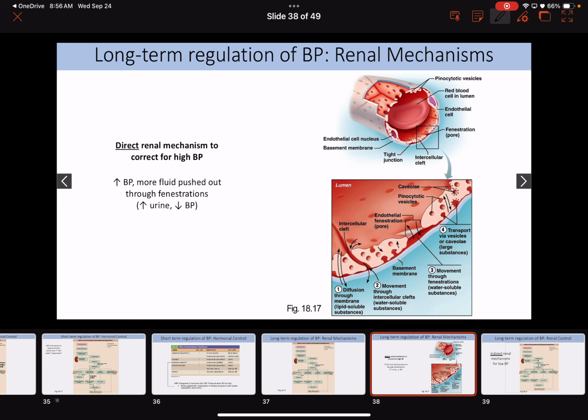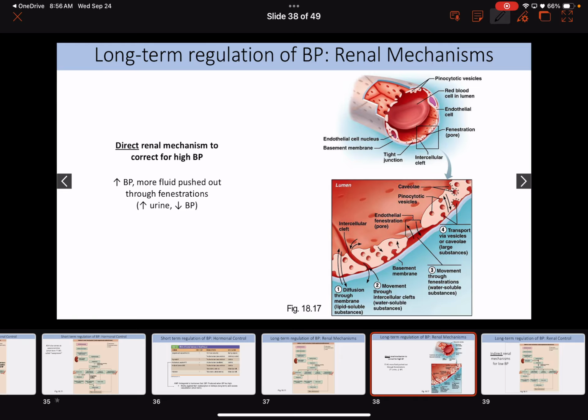Yes, it's the F. What is the F? Fenestrated. So at the kidneys, we have fenestrated capillaries. When the blood moves into these fenestrated capillaries, it pushes up against those pores, and the fluid that comes out of those pores is going to eventually become your urine. Okay, so there is a direct renal mechanism to correct for high blood pressure.